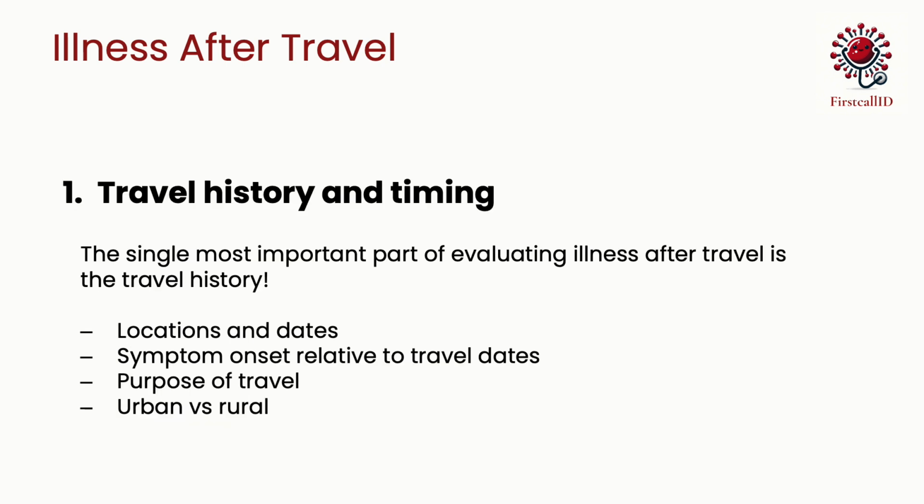So the travel history and timing is the single most important part of your evaluation when you're seeing someone who's developed illness after travel. The one line I used to be told is if you've just asked, have you traveled recently, you'll miss the key details. So you always want to ask where they were, when they were there, and what they did. So locations and dates. Also, when did they leave the endemic region, and when did they arrive back home, and when did their symptoms develop in relation to their travel? Because sometimes people are traveling for more than 1 or 2 days. So symptom onset relative to the travel dates.